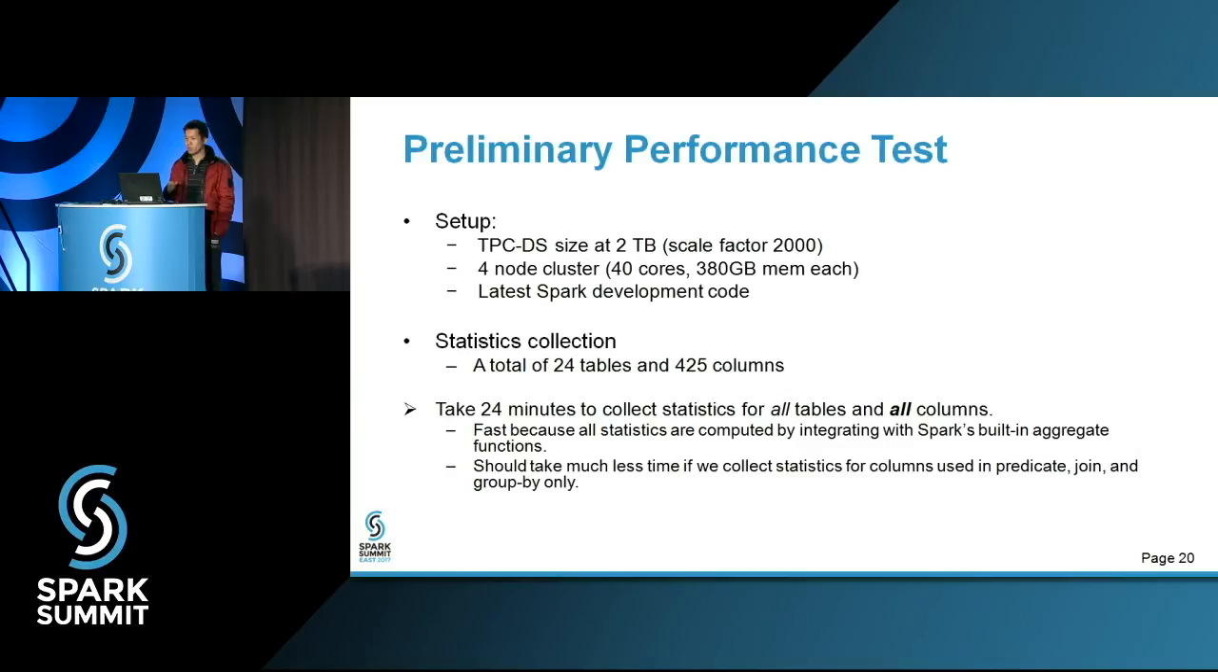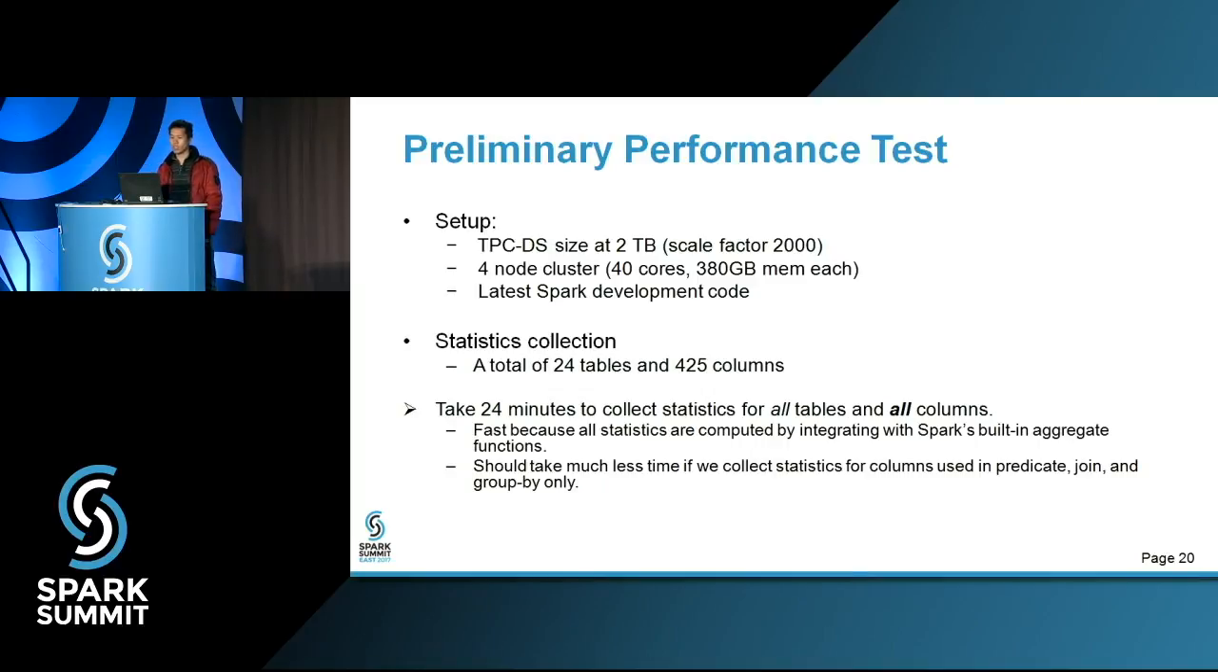Next, I want to show some preliminary performance test results. We generated a TPC-DS dataset with scale factor 2000, which means the size is 2 terabytes. The tests are run on a 4-node cluster, each with 40 cores and 380 gigabytes of memory in each node. And we use the latest Spark development code.